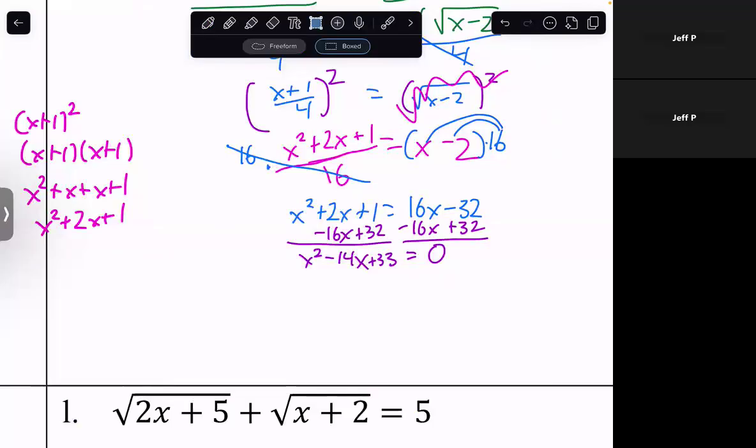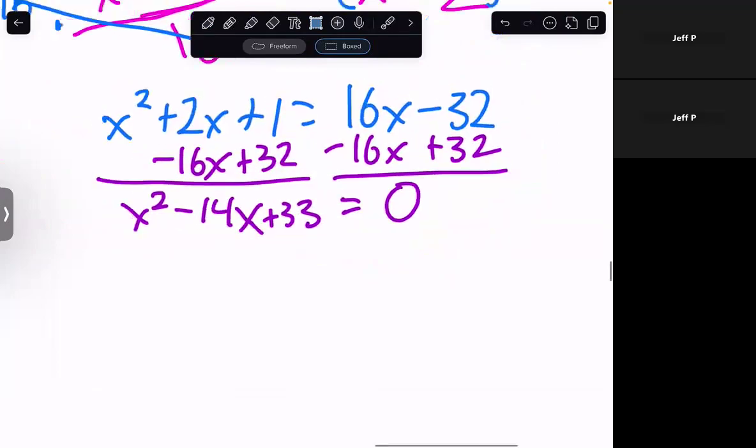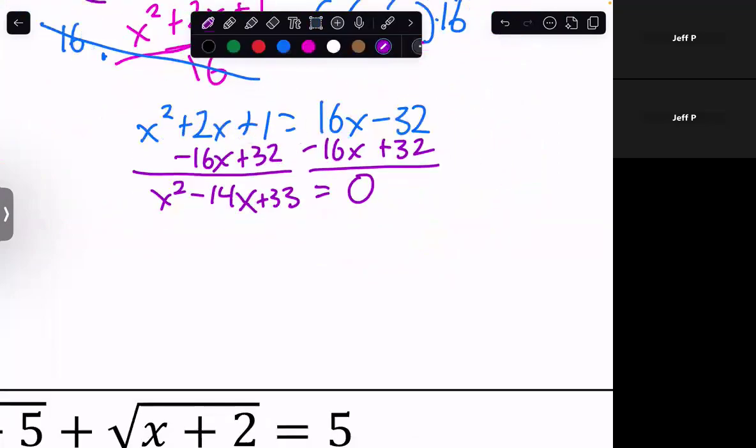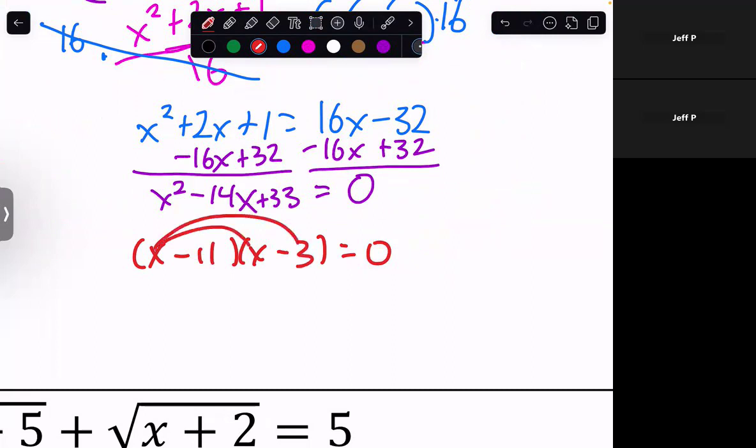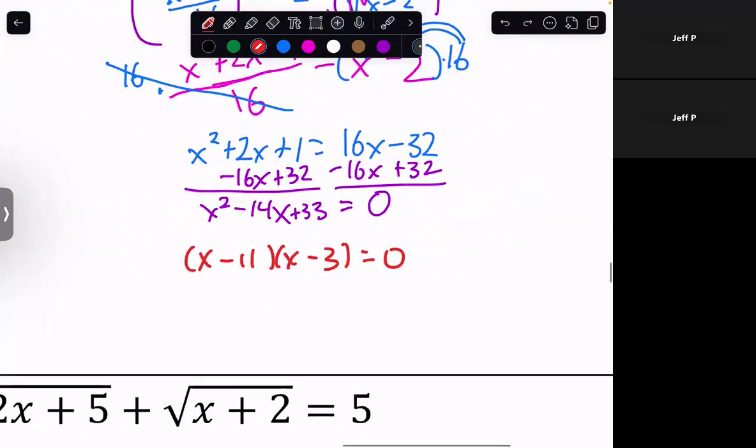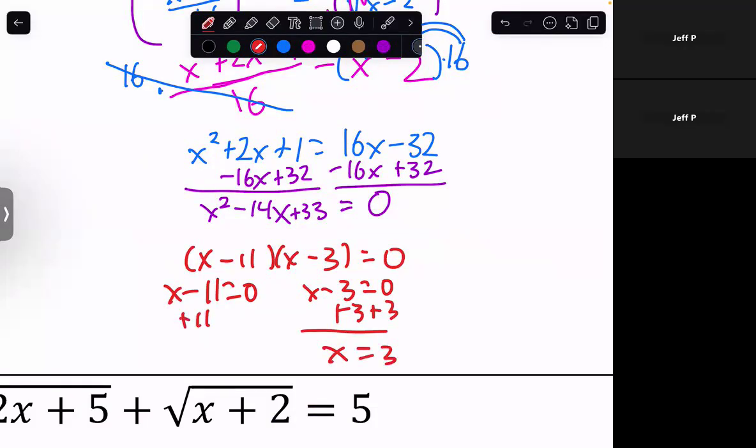You can always use the quadratic formula, but this one may be factorable. I'm going to suggest x minus 11, x minus 3. Let's verify: x squared minus 3x minus 11x plus 33. So negative 11x minus 3x does combine to negative 14x. Correct. You set each one equal to 0 first to get your potential answers.